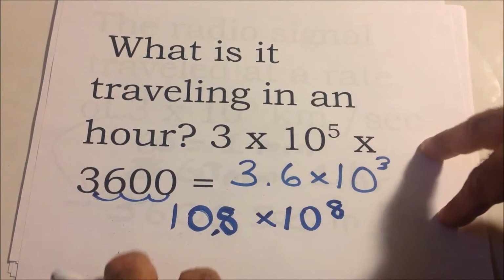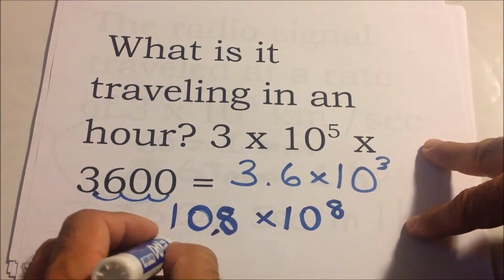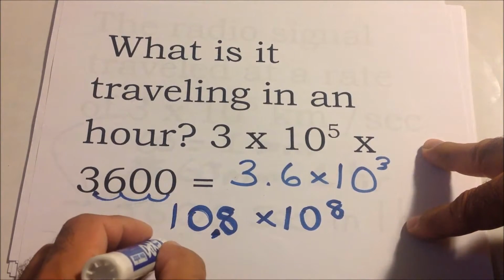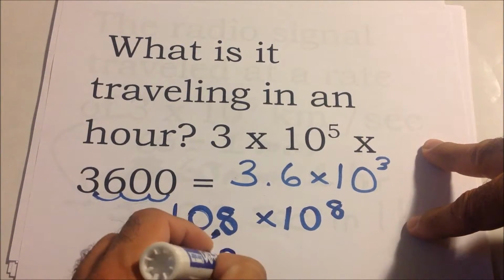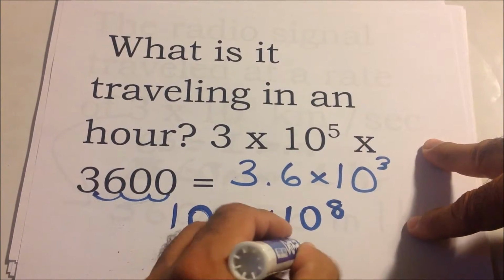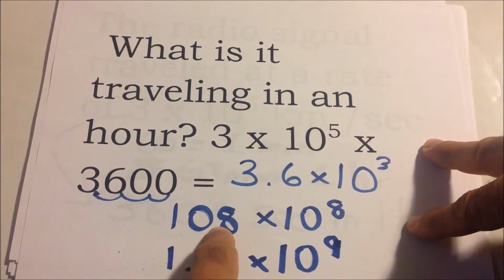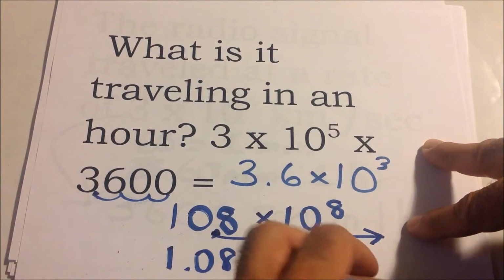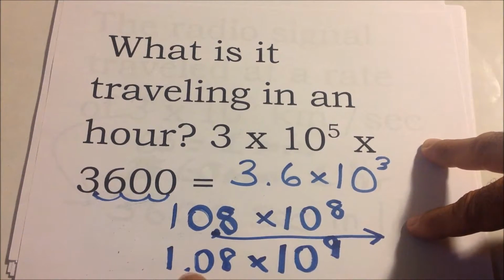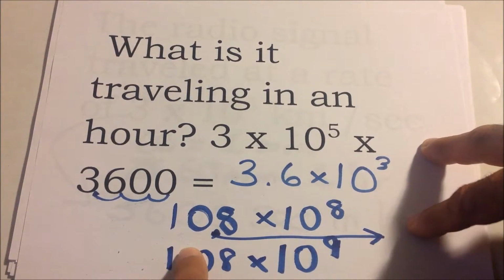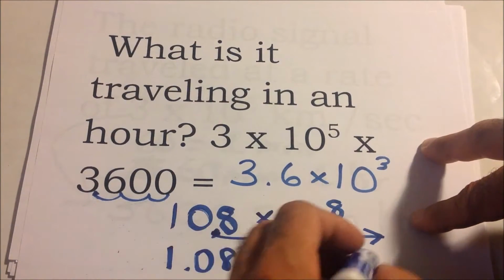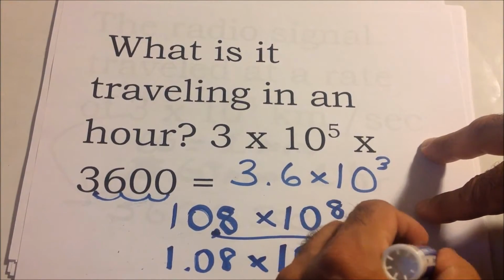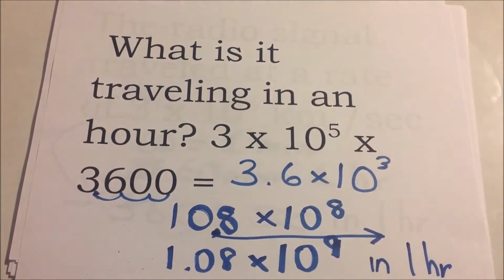Remember, multiplication you add. But we don't want 10.8, remember, we're moving this. We have to move this once back. So it's 1.08. Now we have to add a number. Remember, it's 8 going this way, but if you go back 1, you have to add it till 9. So it's 1.08 times 10 to the 9th power. Okay? So that's how much it's going in 1 hour. 1.08 times 10 to the 9th power.